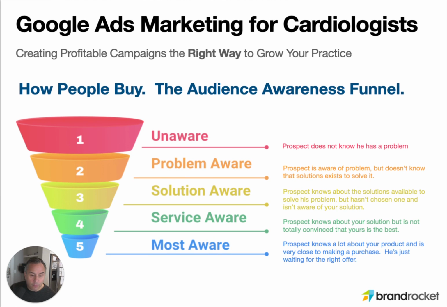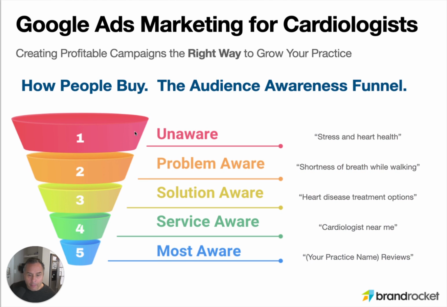And there are different ways to go about it. So again, these are some examples of the way that people would express search intent depending on where they are in this awareness funnel. At the top, it'd be like stress and heart health. Problem aware, shortness of breath while walking. Solution aware, heart disease treatment options. You can see they get more and more detailed as we get further down the funnel. Service aware, cardiologist near me, or best top cardiologist. Most aware, your practice name reviews or booking or something like that.